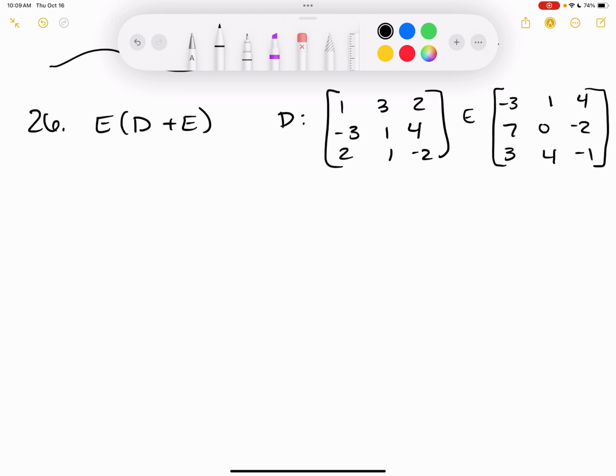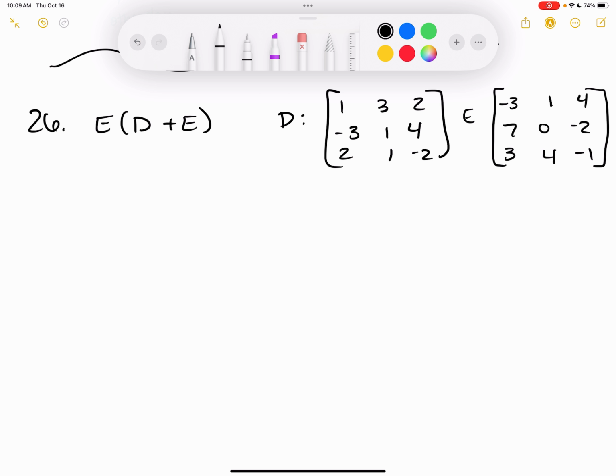Is it 3, 4, negative 1? I can't see. Yeah. It's going to be very important because order of operations still apply to matrices. Okay, so that means that if you were doing this by hand, D plus E has to go first. Yep, you would have to do D plus E first.